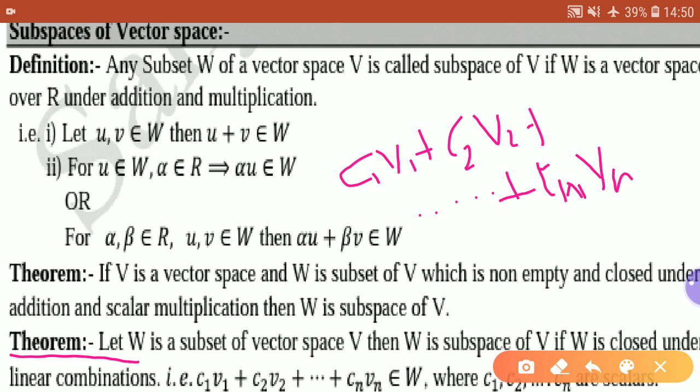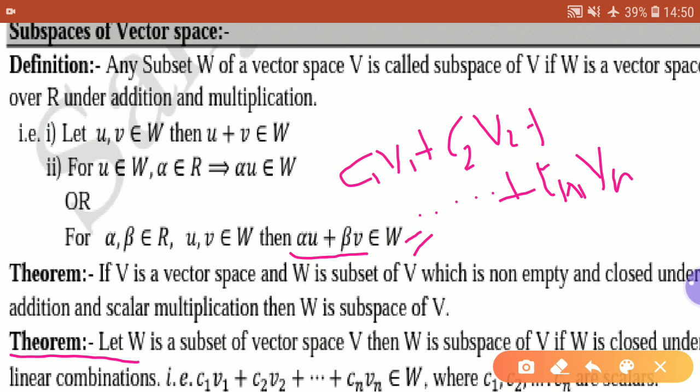Okay, linear combination of n vectors. So here we have taken two vectors only, therefore linear combination of two vectors. Whenever such a linear combination of vectors belongs to the set W, then W forms a subspace. This is the meaning of the second theorem.